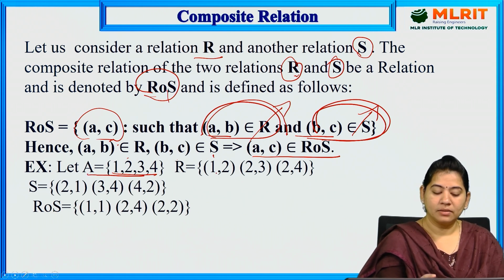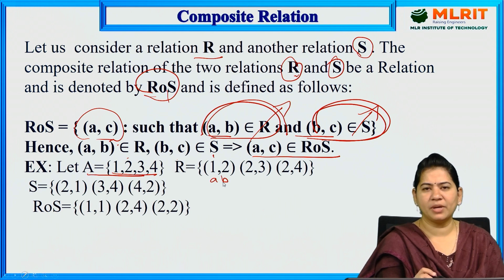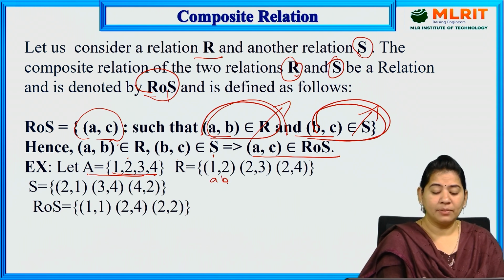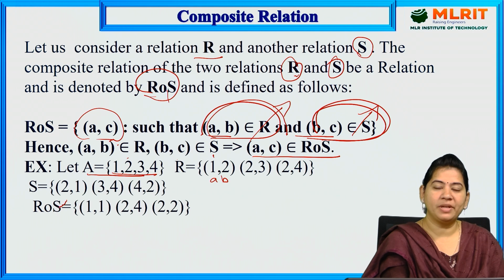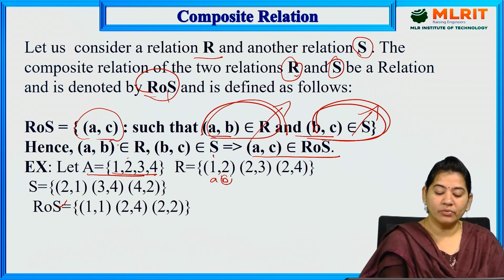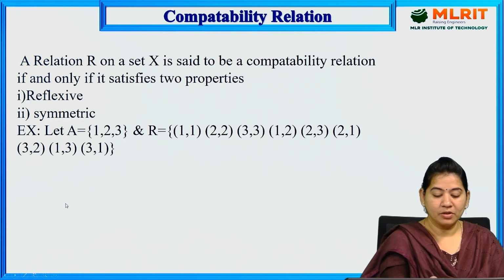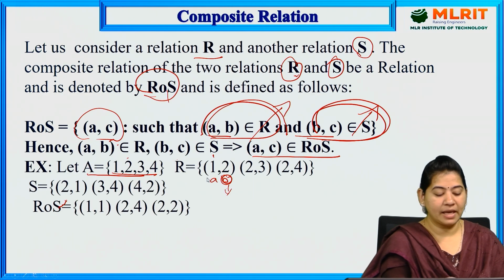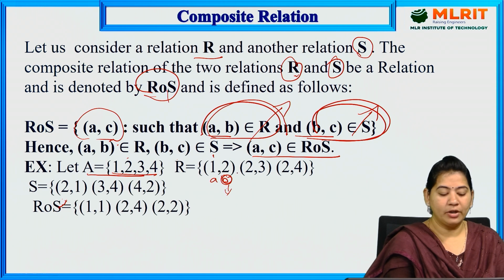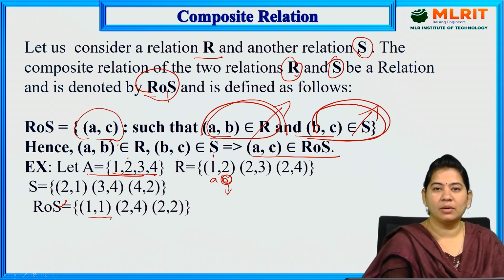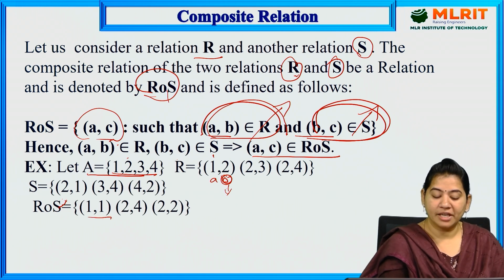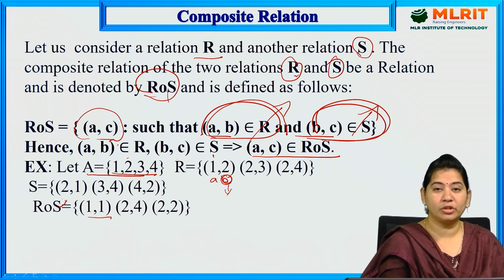Now R is equal to, the first one is (1,2). Let us represent it as (A, B), and then (B, C) should exist in the relation. That means I need the ordered pair starting with B, which here is 2. The ordered pair starting with 2 in S, I need to check. So (1,2) is there and (2,1) is there, so (1,2), (2,1) gives (1,1). Like that you check whether we have the other ordered pair in S starting with 2, but we don't have.